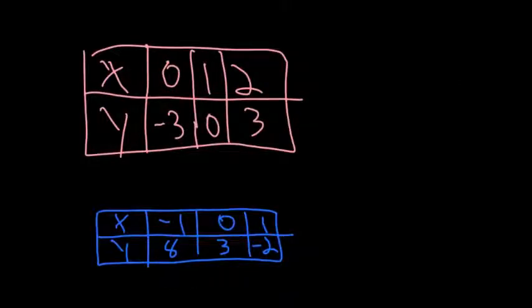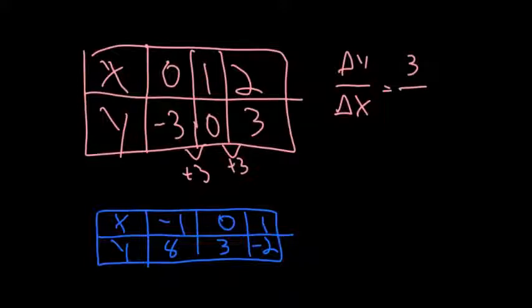Let's look at a couple that we don't have on a graph. We're just given the points, or the table. Again, it's always going to be your change in y over your change in x. We're going to start with our changes in y. To get from negative 3 to 0, we're going to add 3. To get from 0 to 3, we're going to add 3. So our change in y is plus 3. Then our change in x, 0 to 1 is plus 1, and 1 to 2 is plus 1. So that'd be 3 over 1, which equals just 3.